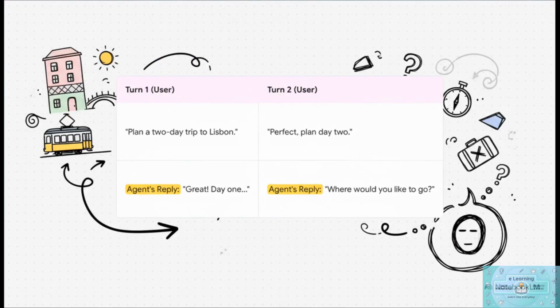Okay, so check this out. In the first turn, you ask it to plan a trip to Lisbon. It does a great job, comes back with a plan for day one. You're thinking, awesome. So you say, perfect, plan day two. But look at the agent's reply. I can help with that. Where would you like to go? It's completely forgotten about Lisbon, about day one. Everything. You're right back at square one.